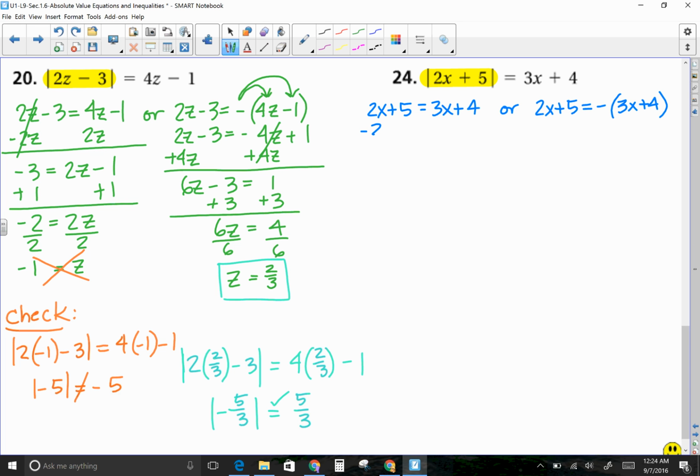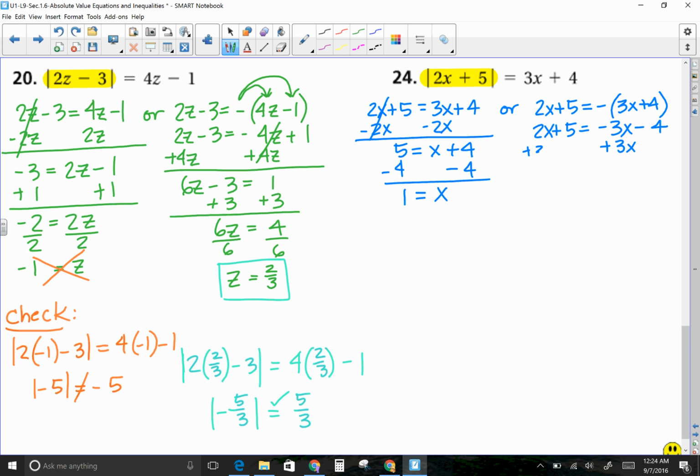So I'm going to subtract the 2x to collect over here. And that gives me 5 equals x plus 4. And then I'm going to subtract 4. And x equals 1. And over here, I have a little extra step because of my negative. It's going to be negative 3x minus 4.